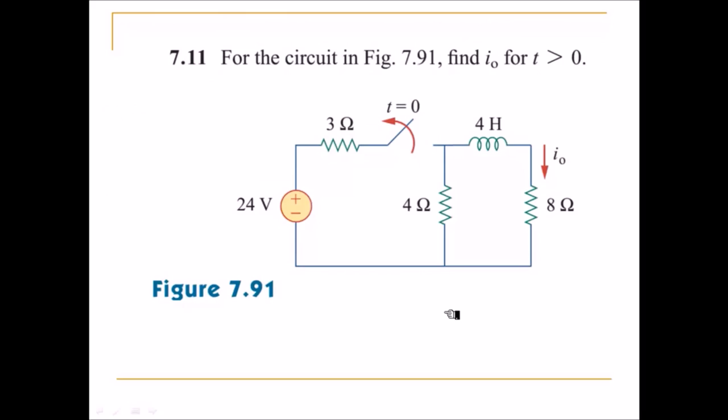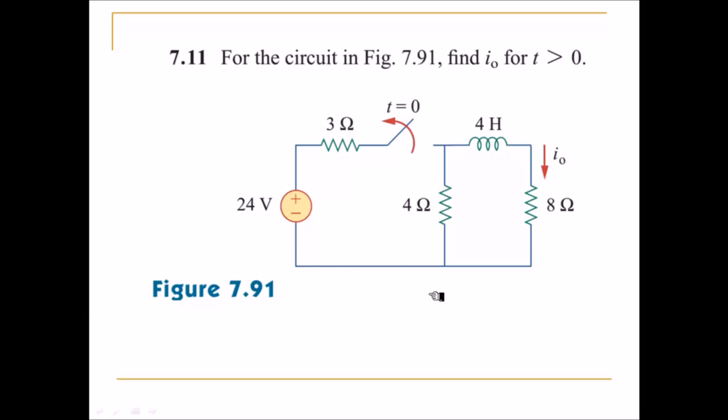With the basics done, let us consider the example problem. For the circuit shown in the figure, find I0 for t greater than 0. Before analyzing the given circuit, you have to understand the type of circuit given and the type of analysis to be performed. We have three types of circuits in DC transient analysis: one is the RL circuit, the second is the RC circuit, and the third is the RLC circuit.